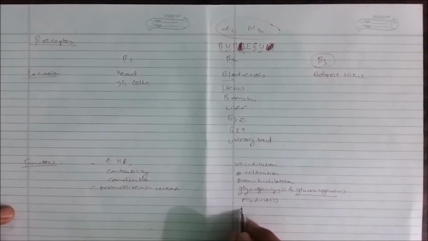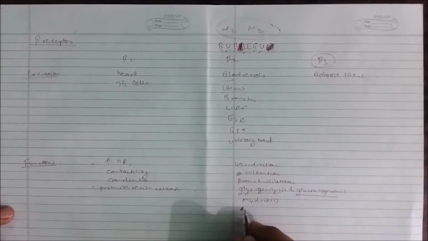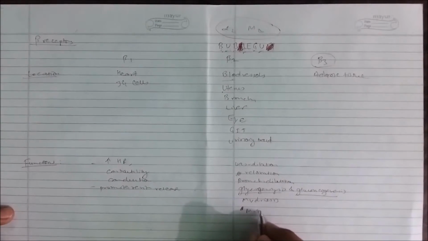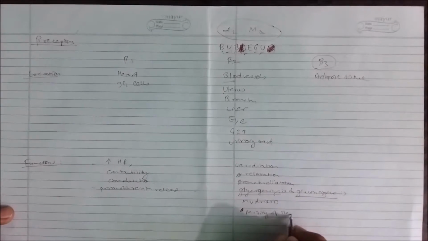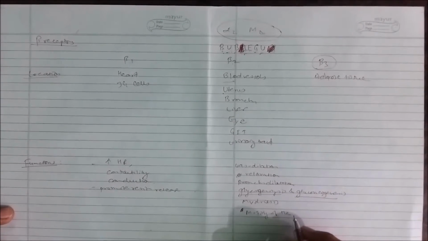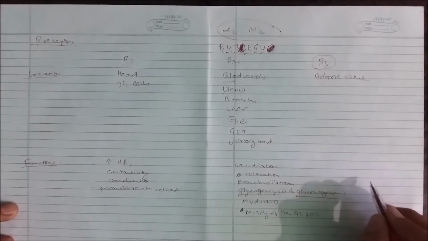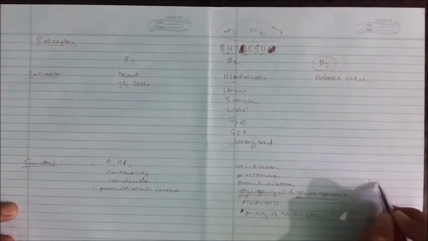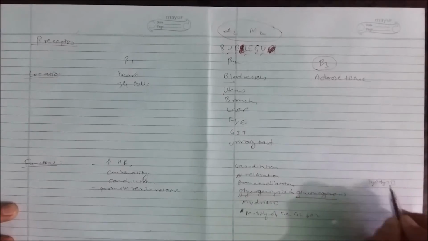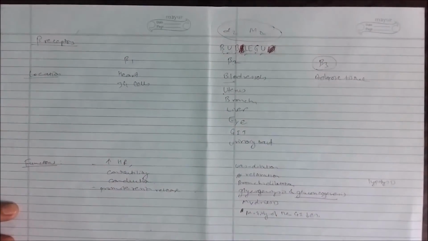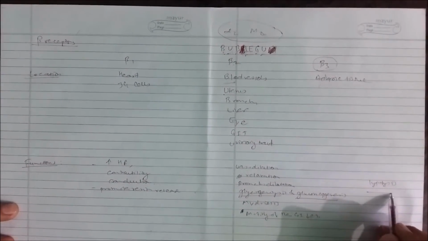And in the GIT, what it does is the motility of the GI decreases. Motility of the GI decreases. Okay, and beta 3 receptor does lipolysis. Since this is present in the adipose tissue, it causes lipolysis.